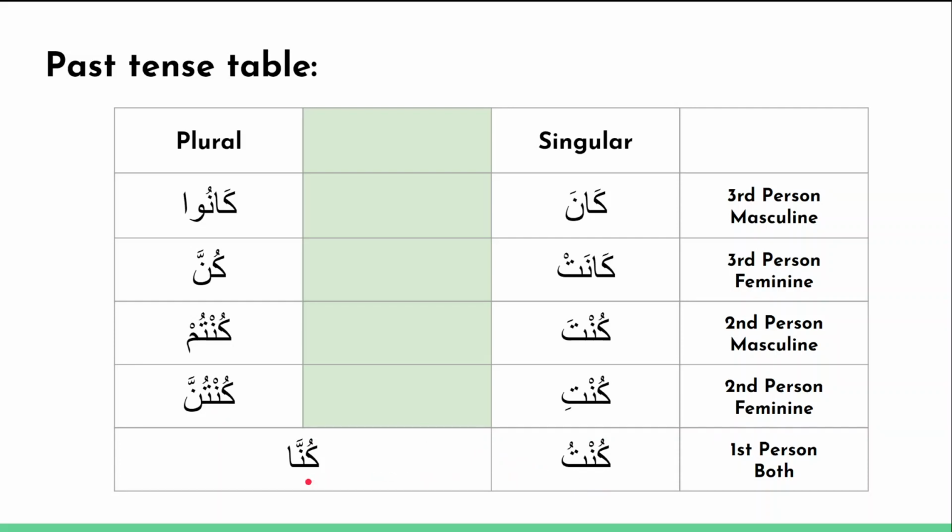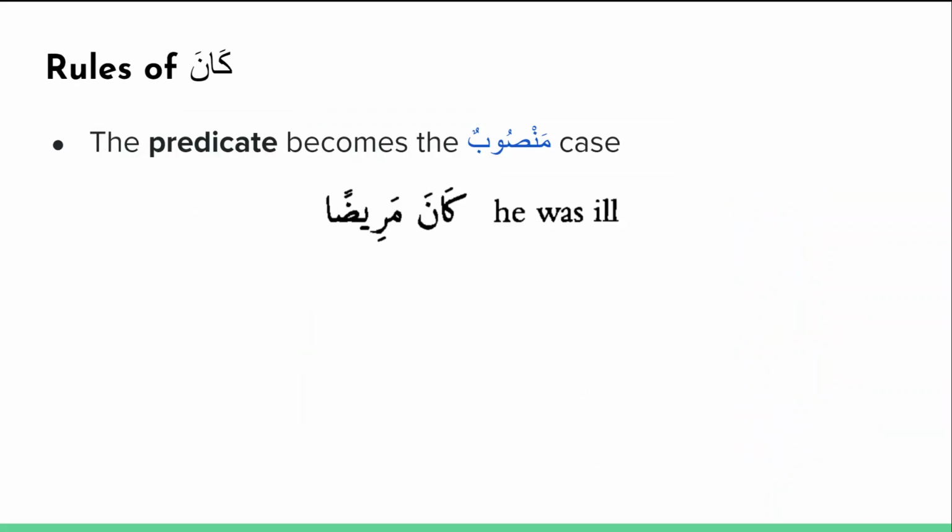Alright, so go ahead and pause the video just to read through this table on your own. Say it a couple of times so you practice it and you know this table well. Kana, kanu, kanat, kunna, kunta, kuntum, kunti, kuntunna, kuntu, kunna. Alright, so now that we know the table, and we'll definitely practice the table, I also want to cover the rules of kana. So kana takes on a couple of extra grammatical rules.